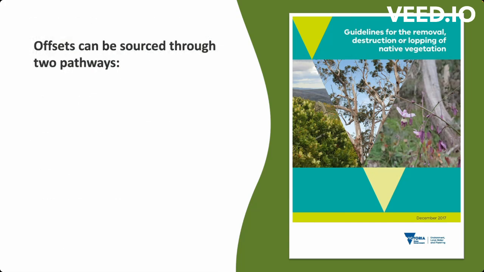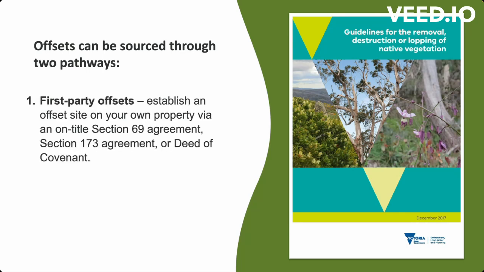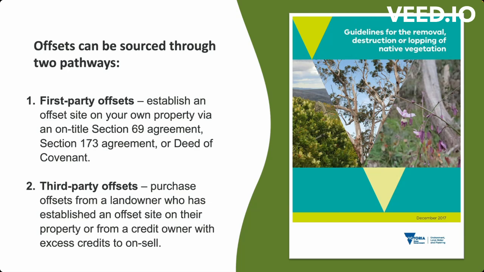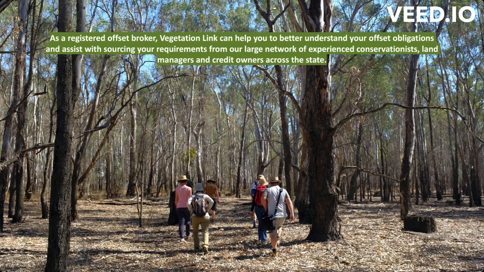Offsets can be sourced through two pathways. 1. First-party offsets. Establish an offset site on your own property via an on-title Section 69 agreement, Section 173 agreement, or deed of covenant. 2. Third-party offsets. Purchase offsets from a landowner who has established an offset site on their property or from a credit owner with excess credits to on-sell.